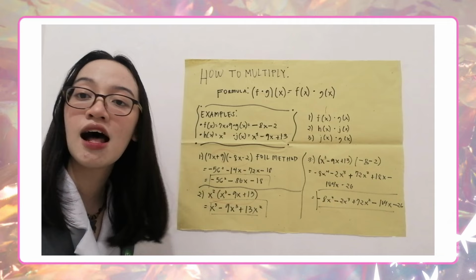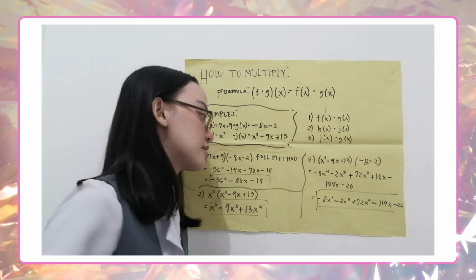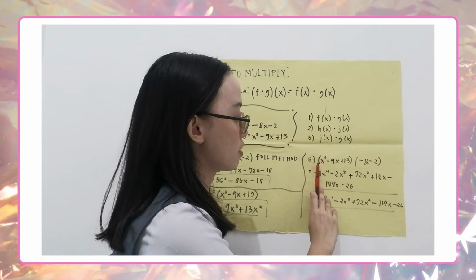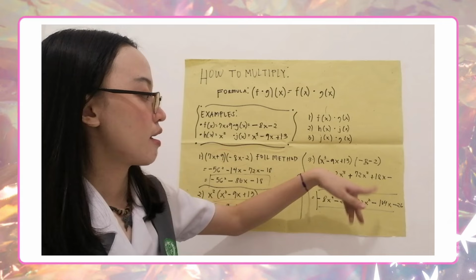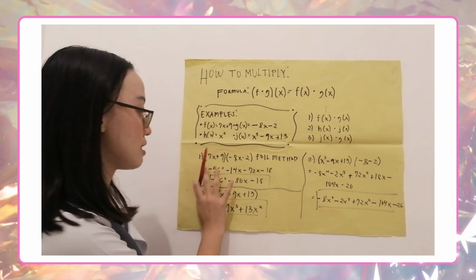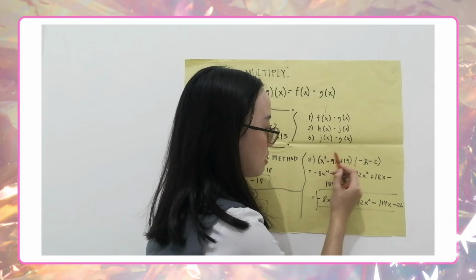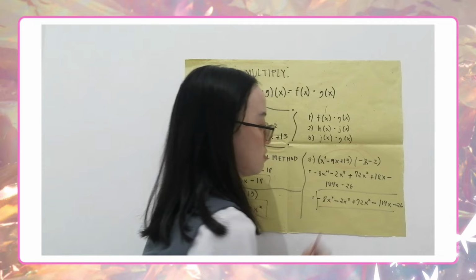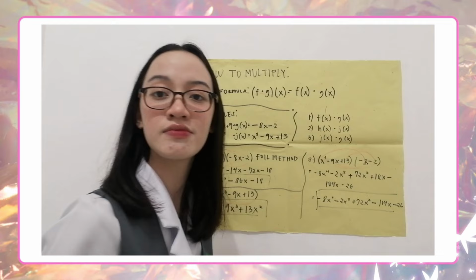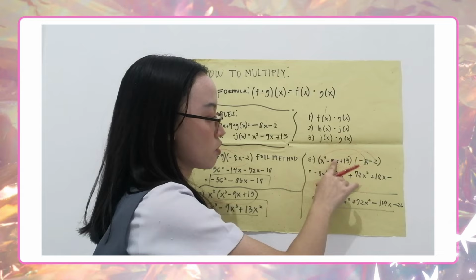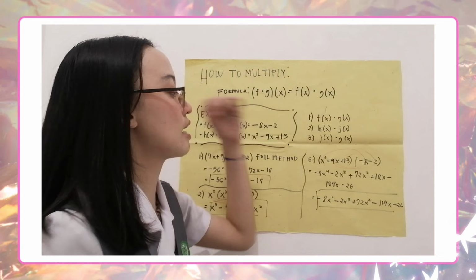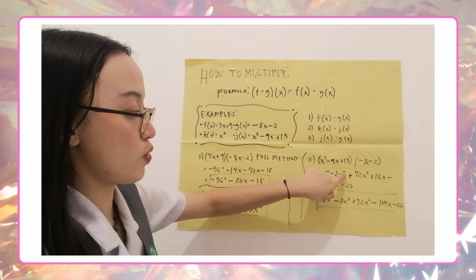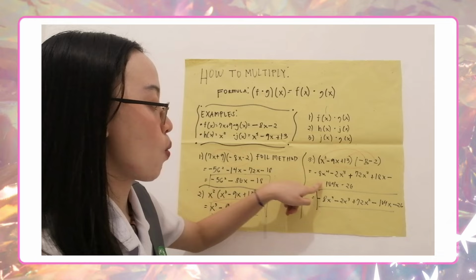So for our final example for multiplication is g of x times g of x. So our given is x cubed minus 9x plus 13 times negative 8x minus 2. So, kagaya ng ginawa natin dito, ito una, dito, then dito, kasi pangalawa naman, dito, okay, pangatlo, dito ulit, tapos dito. Laging una, pangalawa, pangatlo. So, ang value niya is negative 8x raised to 4 minus 2x cubed plus 72x squared plus 18x minus 104x minus 96.